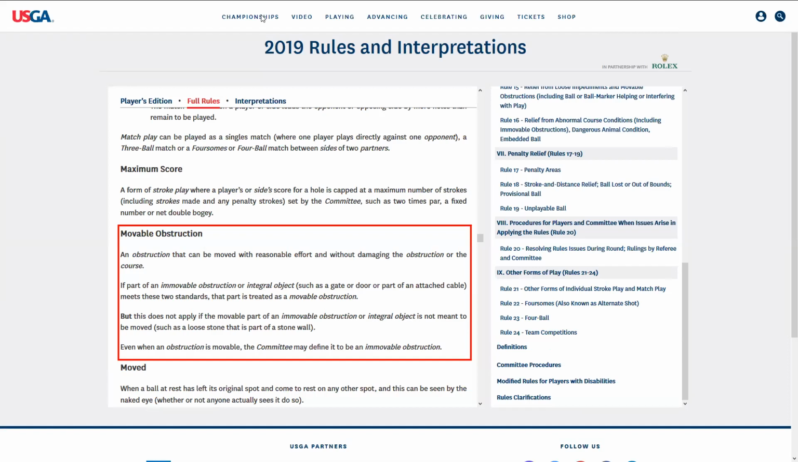The new definition says you can never have an object be both movable and immovable. If it's movable, it's going to be considered a movable obstruction. So in the example I just gave, if your ball is next to a building and behind the door, you cannot take relief from an immovable obstruction because the door is movable. So your only choice is going to be to move the movable obstruction. That's what that says. All right, obstruction. Next page.